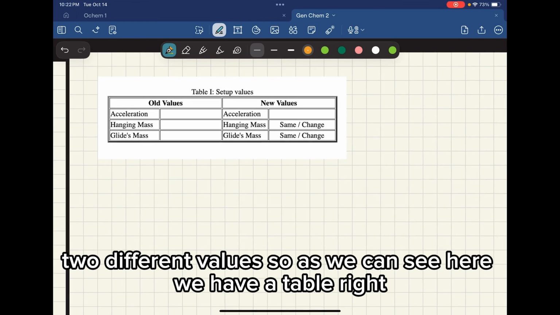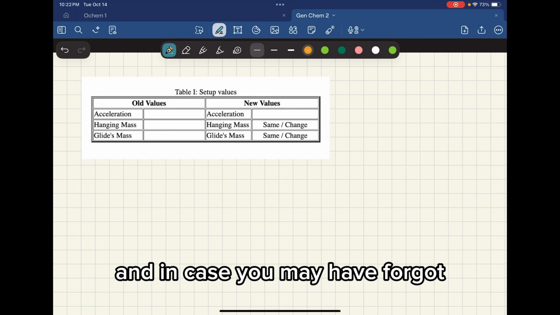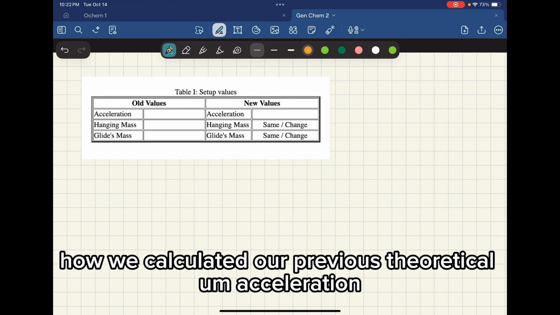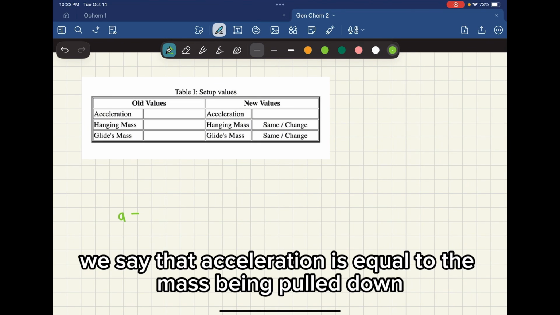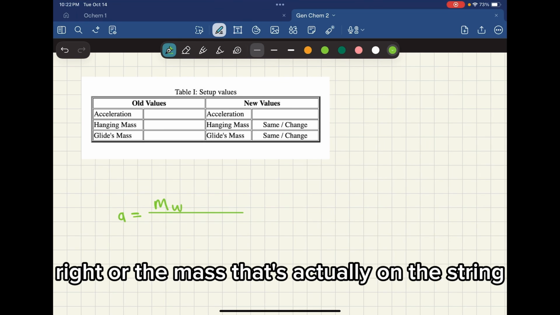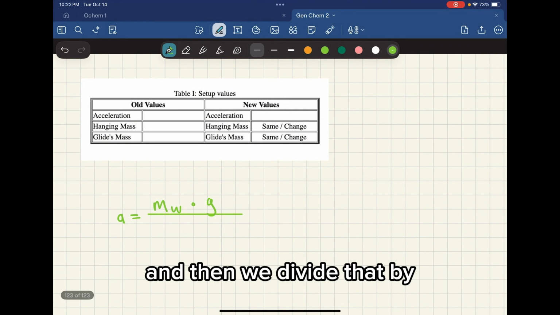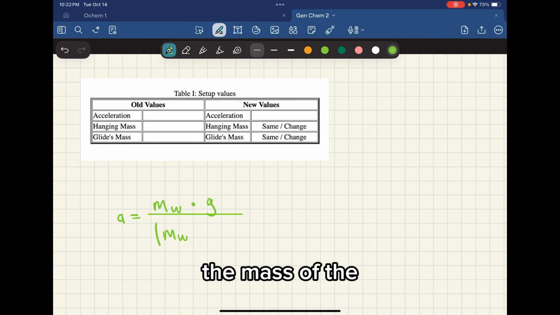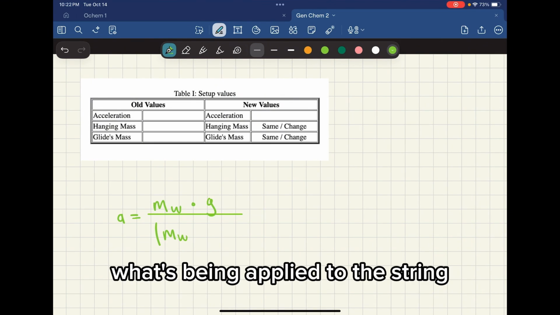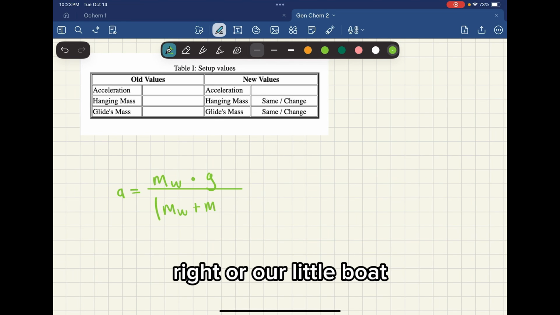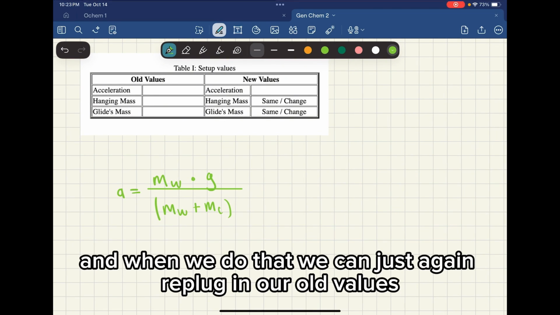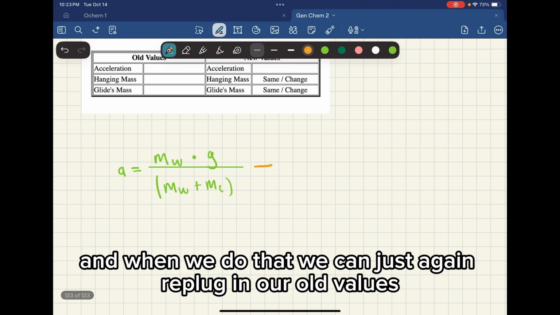So as we can see here, we have a table, right? And in case you may have forgotten how we calculated our previous theoretical acceleration, we say that acceleration is equal to the mass being pulled down, or the mass that's actually on the string, multiplied by gravity. And then we divide that by the mass being applied to the string plus the mass of the cart itself, or our little boat.